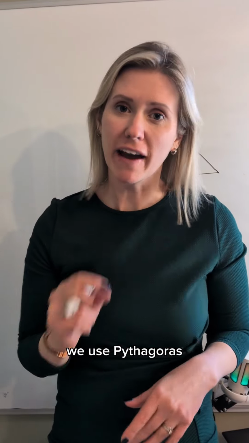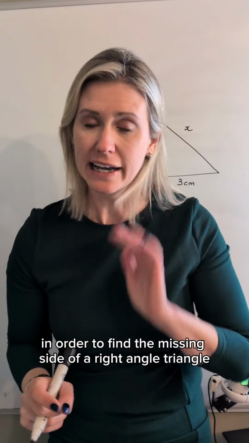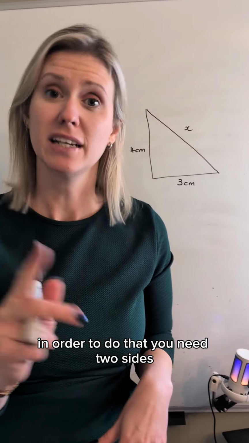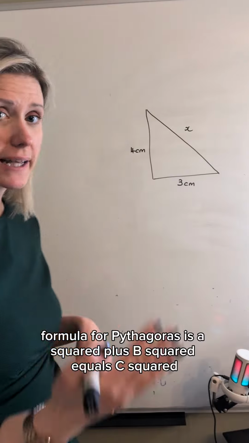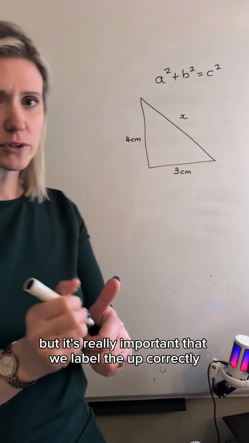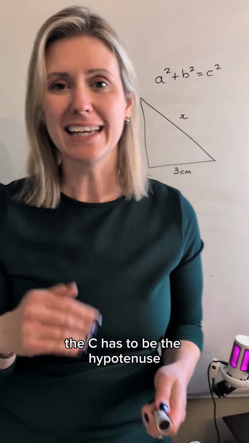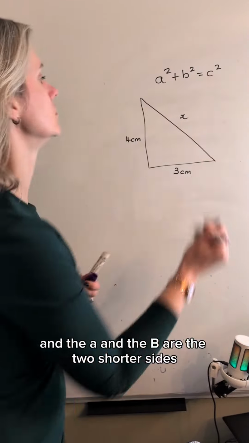We use Pythagoras in order to find the missing side of a right angled triangle. In order to do that, you need two sides, and we're trying to find the third side. The formula for Pythagoras is a squared plus b squared equals c squared. But it's really important that we label it up correctly. The c has to be the hypotenuse, and the a and the b are the two shorter sides.